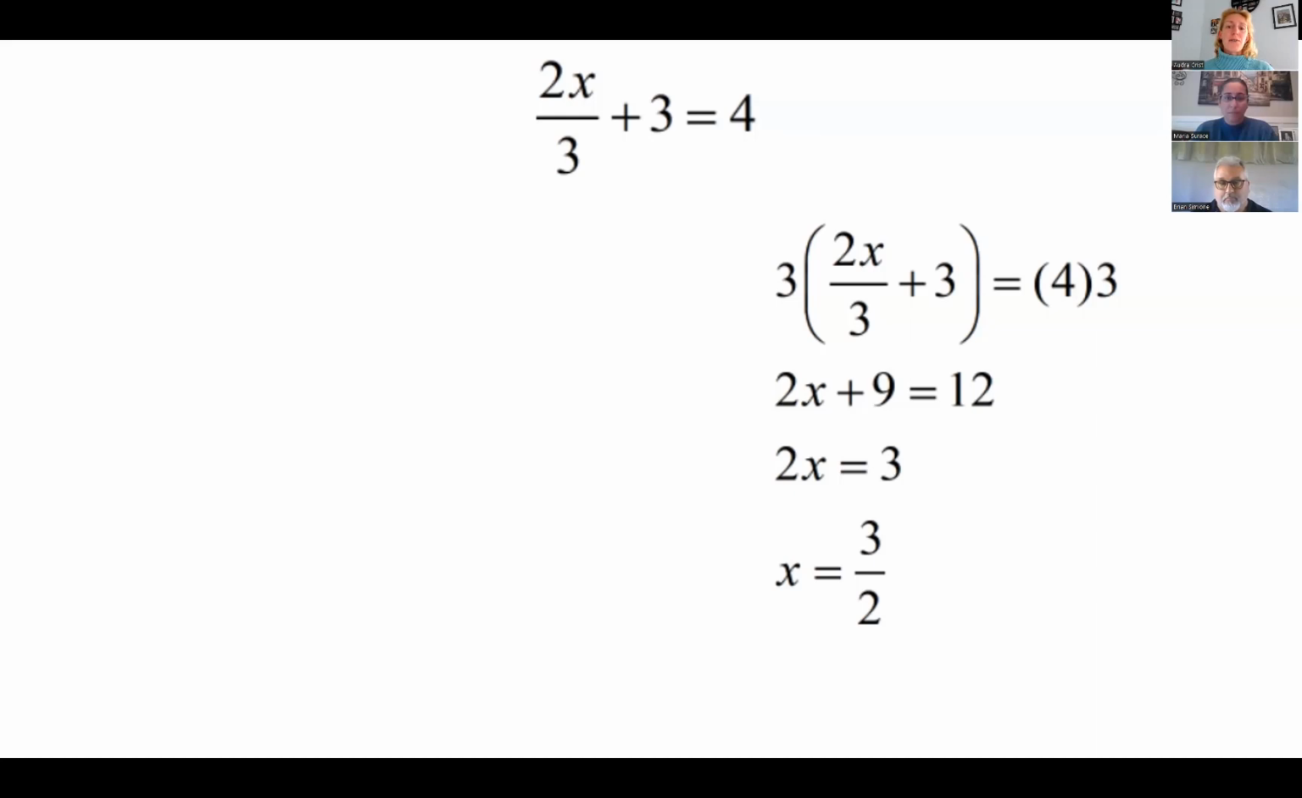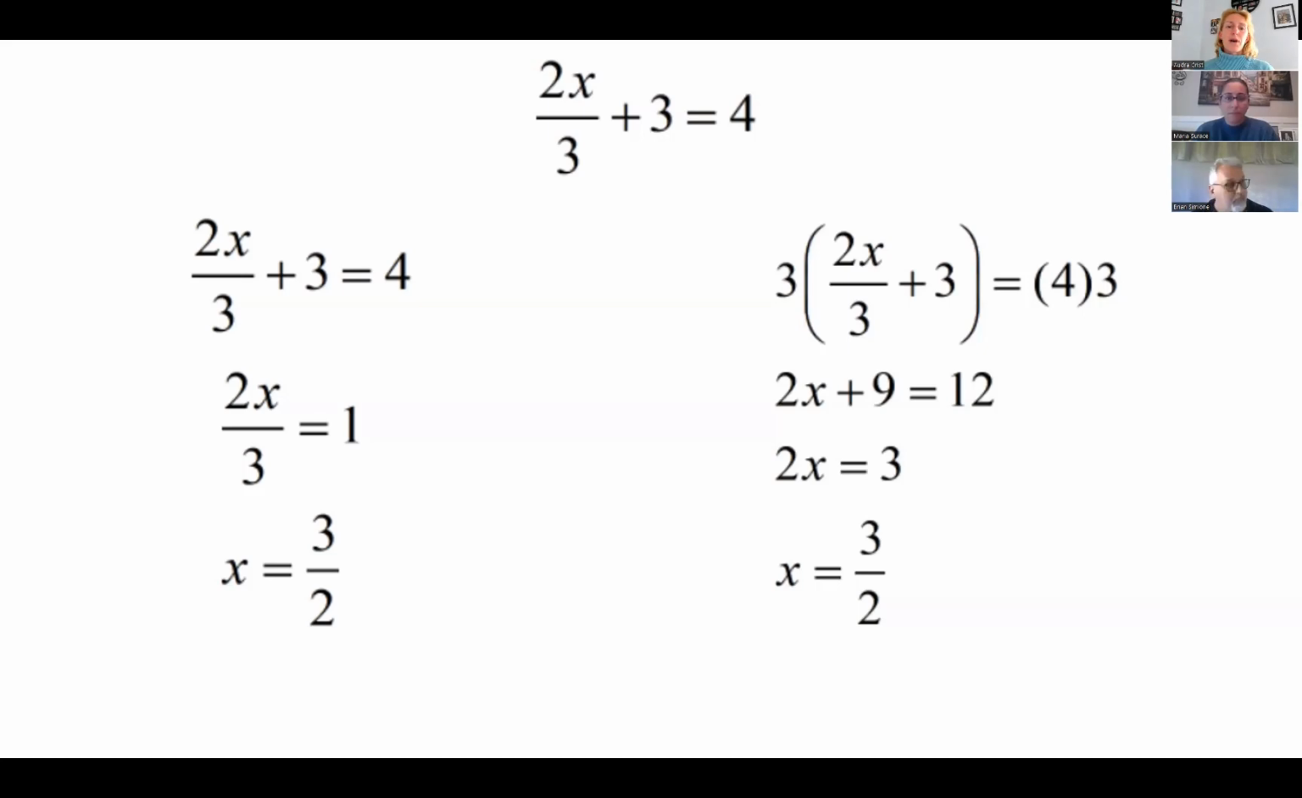Others may instead follow the reverse order of operations, which is the standard procedure. So here the first step would be to subtract 3 from both sides and get that 2/3 x is equal to 1. And then we would proceed by multiplying both sides by the reciprocal 3/2. And the end result is still that x is equal to 3/2. Both are acceptable solutions to the problem, and both methods follow the rules of mathematics and are correct.